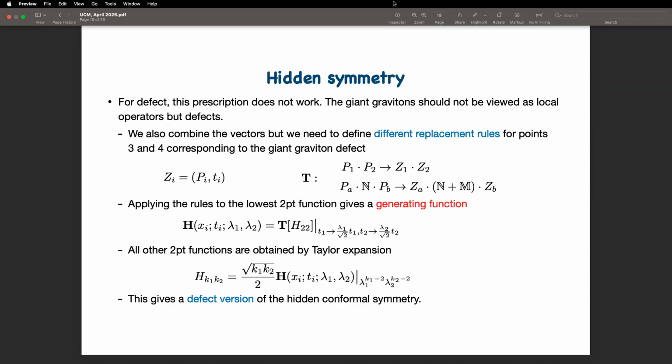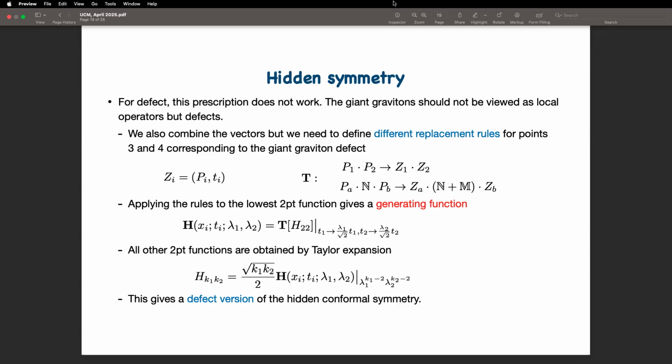So at this point, this is just a prescription. I will explain why this is a natural prescription in the next slide. Okay, so for the moment, I'm just telling you that there are these rules. You can follow these rules, and you implement them on the simplest correlator H22, and you find some object.